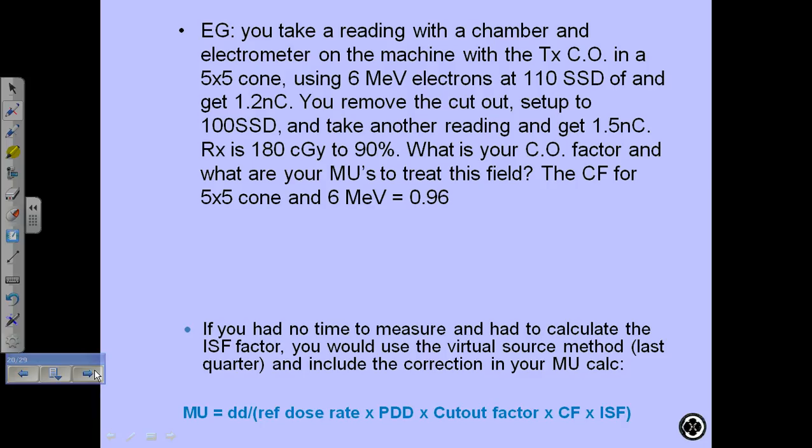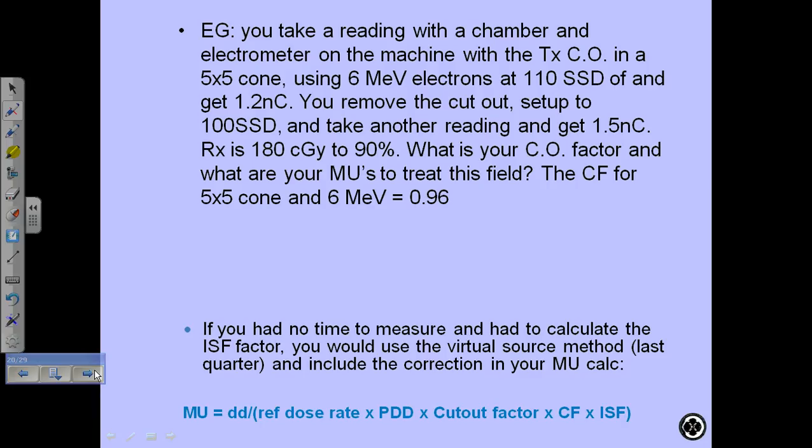Okay, so if you're treating with an extended SSD, remember I recommended a little while ago to take the measurement if it's an extended SSD rather than using the inverse square formula, because the inverse square formula is for open cones. Well, this is an example of how you would take the measurement. It's an extended SSD because we're treating at 110. You take a first measurement with the treatment cutout in a 5 by 5 cone, then remove the cutout, set up to 100 SSD, and take another reading.